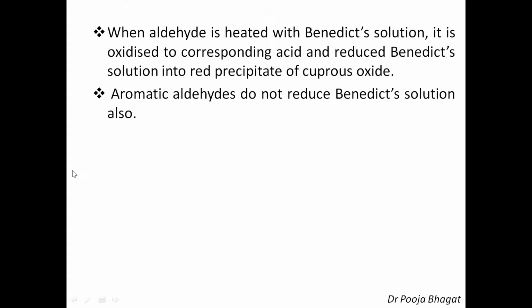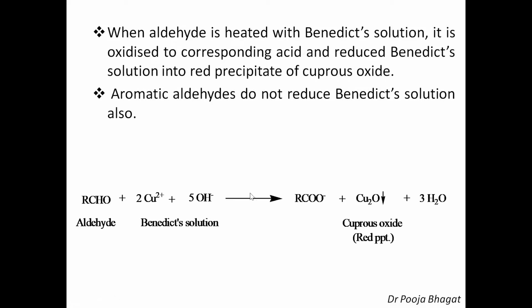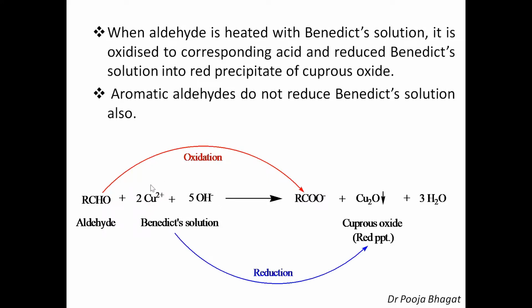Now, when an aldehyde is heated with Benedict solution, it is oxidized to the corresponding acid. As Benedict solution is a mild oxidizing agent, it will oxidize the aldehyde into acid, and the aldehyde will reduce Benedict solution into a red precipitate of cuprous oxide. So it is a similar reaction. The aldehyde is getting oxidized to carboxylate ion, and the Benedict solution, because it has Cu2+ and hydroxide ion, which is also present in the Fehling solution, is getting reduced from +2 to +1, forming cuprous oxide.